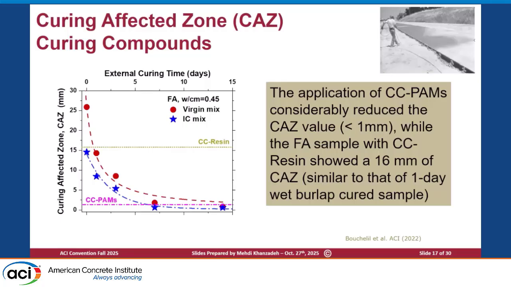So we looked at the impact from the curing compounds. We tested 2 different curing compounds here. One is resin-based, the other one PAMS-based. So in case of the resin-based, again, we quantified that curing affected zone. Resin-based is similar to 1-day wet curing, while PAMS-based is similar to at least 7 days of wet curing. So again, this technique gives us the ability to test any new materials, any new techniques, and see the benefits or quantify if they are working or not, right? So again, we can do that for curing compounds or different types of curing compounds.